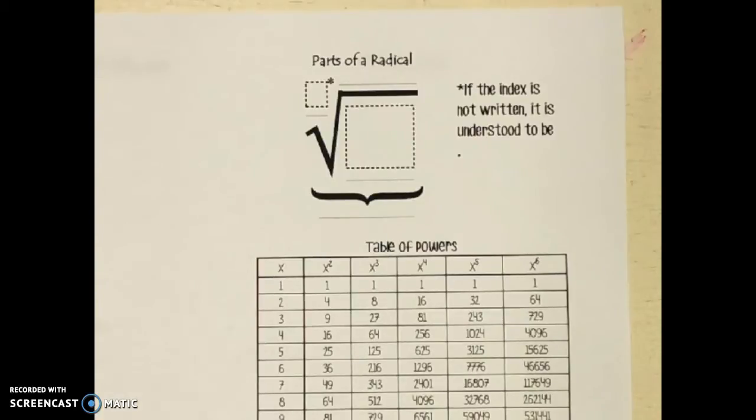run out of time. So what we're going to look at on this lesson is parts of a radical. We're going to start with just reviewing that because what we're going to do with that is simplify radicals. And so you need to know what the terminology is so that when I say the index or the radicand or whatever, you know what I'm talking about. So parts of a radical.